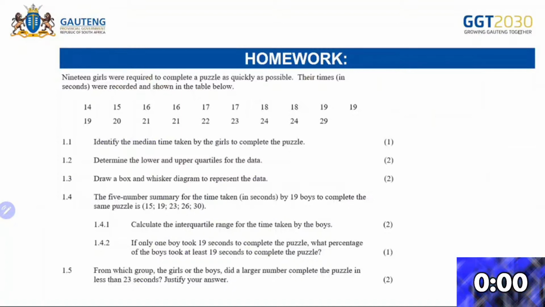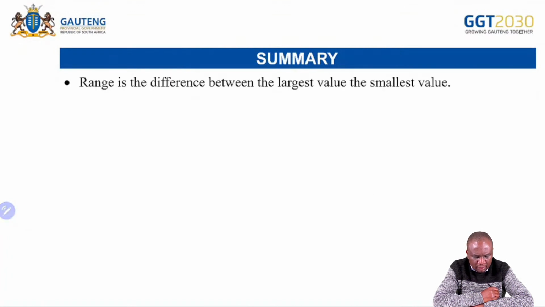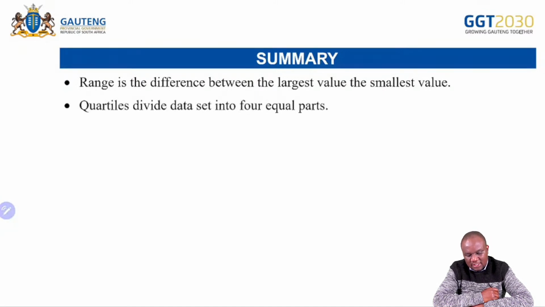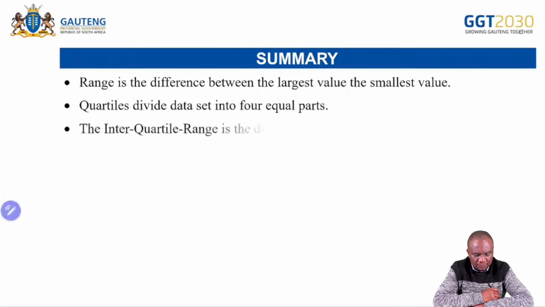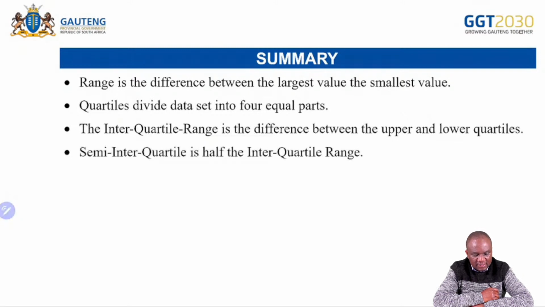Welcome back, grade 10s. Let's summarize our lesson. The range is the difference between the largest value and the smallest value. Quartiles divide the data set into 4 equal parts. The interquartile range is the difference between the upper and lower quartiles. And the semi-interquartile range, we didn't talk about the semi-interquartile range, but listen, the semi-interquartile range is half of the interquartile range. So you find your interquartile range and then divide by 2.